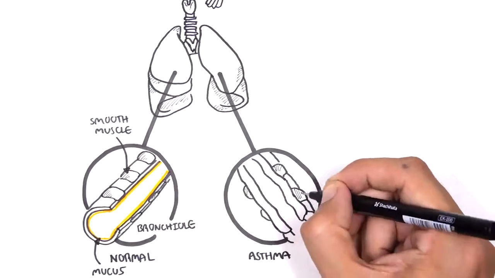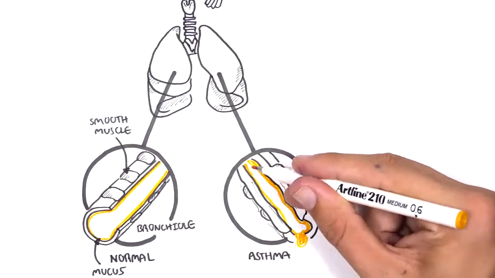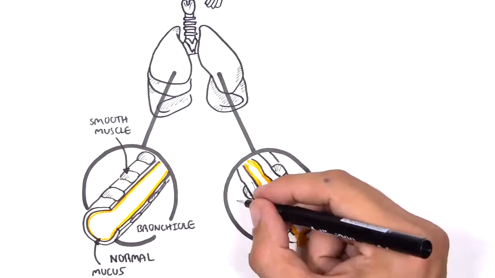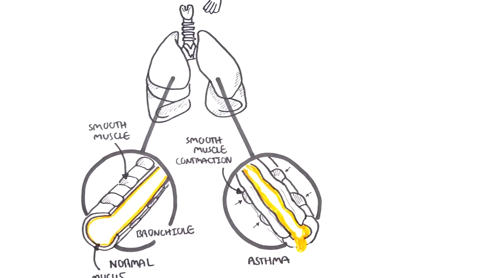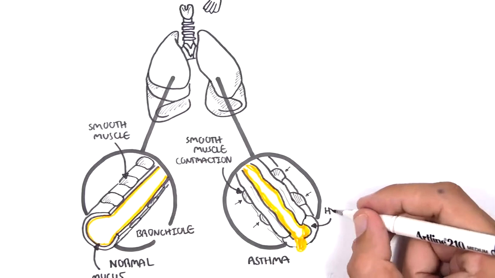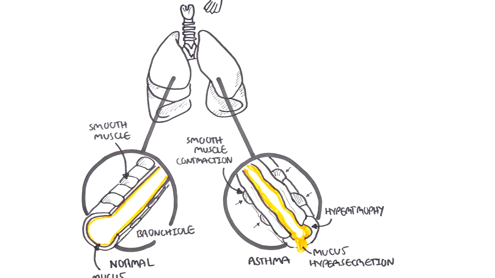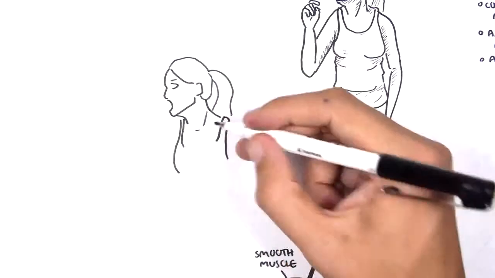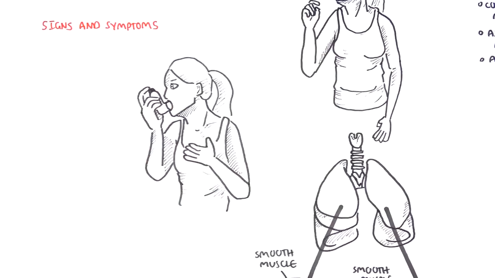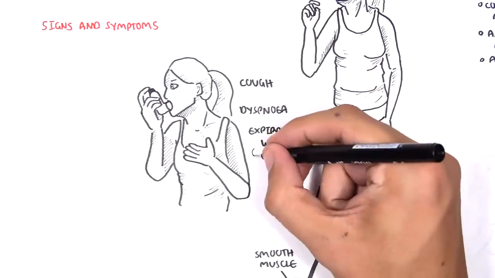In asthma, there are three important changes. You have smooth muscle contraction, which narrows the airways, smooth muscle hypertrophy, and mucus hypersecretion, all of which contribute to the narrowing of the airways. These three features result in the signs and symptoms of asthma, which include cough, dyspnea or shortness of breath, and an expiratory wheeze.